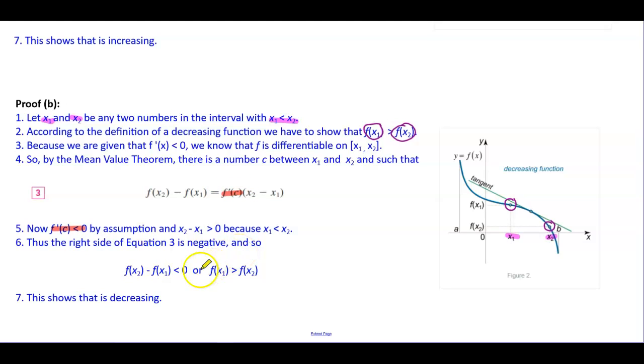And so we can then say that f of x2 minus f of x1 is less than 0, because if we take the value of f of x2 and subtract the value of f of x1, it's going to be negative. So we know it's less than 0, or we can say that f of x1 is greater than f of x2. Therefore this shows that it is decreasing.